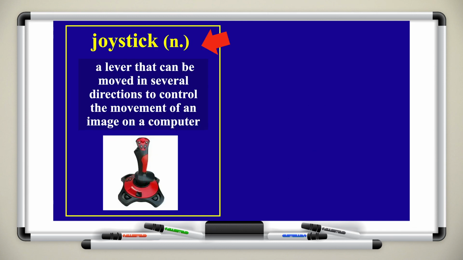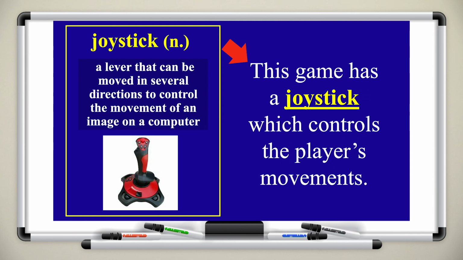The next item is joystick. It's a noun. A lever that can be moved in several directions to control the movements of an image on a computer. For example, this game has a joystick which controls the player's movements.